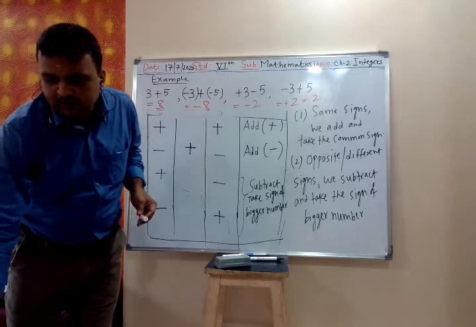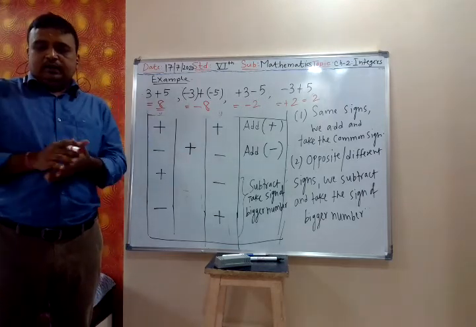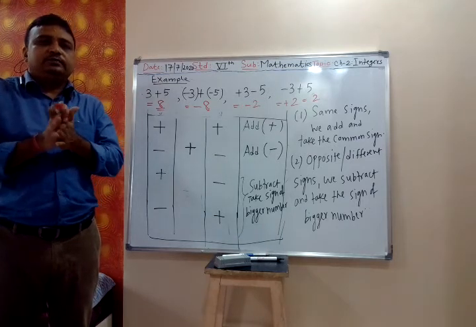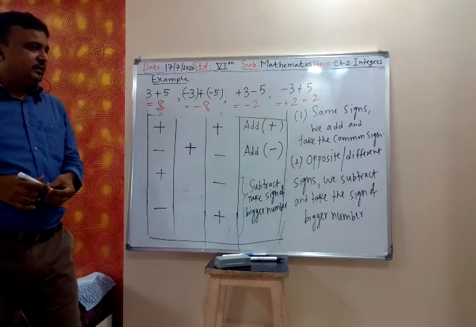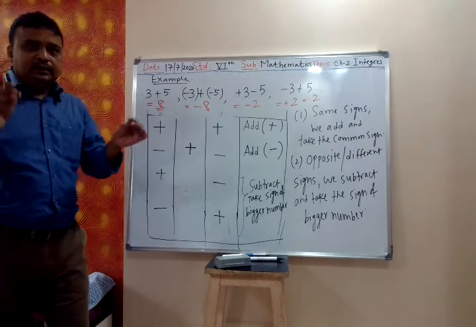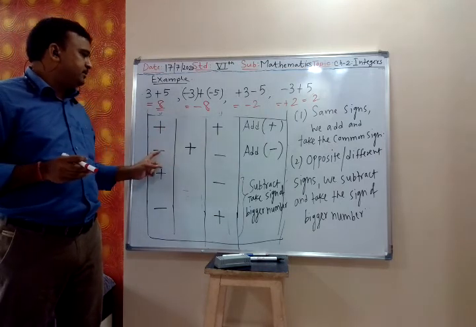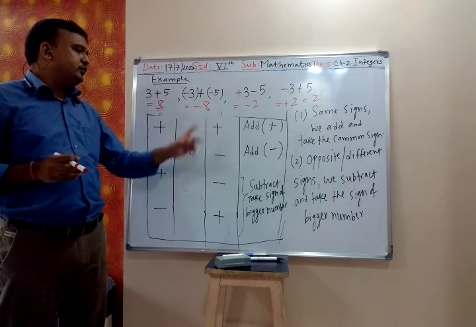Now we stop here. Next time we'll see exercise 2.2. This table, all of you remember: plus minus, same sign, add; opposite sign, subtract.